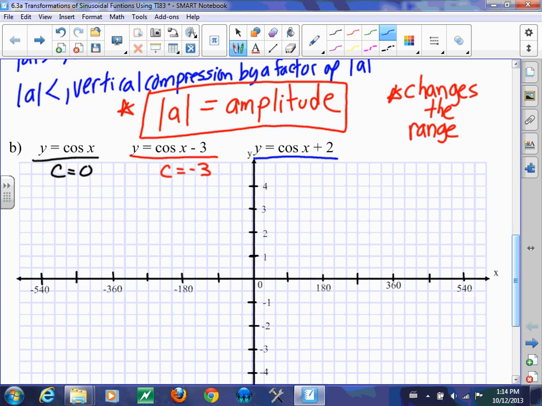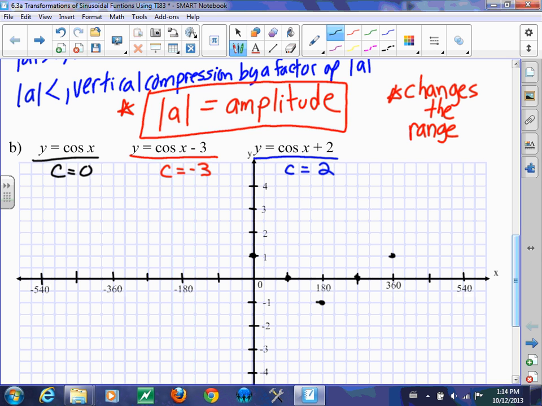So that means we're going up 2 because c equals positive 2, or c equals 2. Okay? So we're going to start by drawing our base function. If we're not traveling up 2, then the equation of axis stays the same. So remember, what's different about the cos x is we start at our maximum, we go to our axis, we go to our minimum, axis, and maximum.